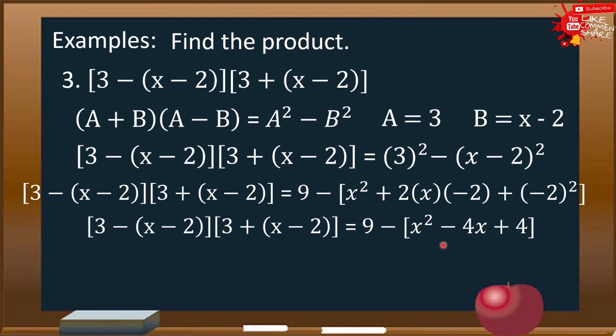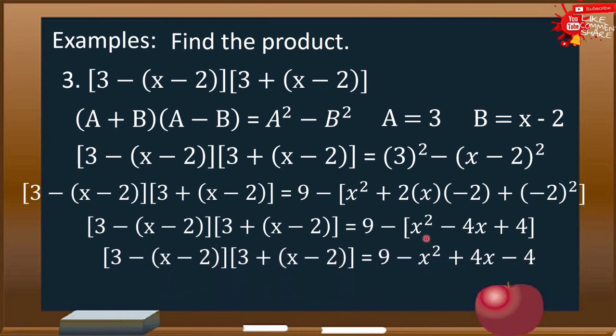And then, i-simplify ulit natin. So, bakit natin kailangan simplify? Kailangan i-multiply natin or i-distribute natin si negative sign sa loob ng grouping symbol. So, magiging ganito na yung sagot natin. So, 9, then negative times positive x squared. So, we have negative x squared. And then, negative times negative 4x, positive 4x.